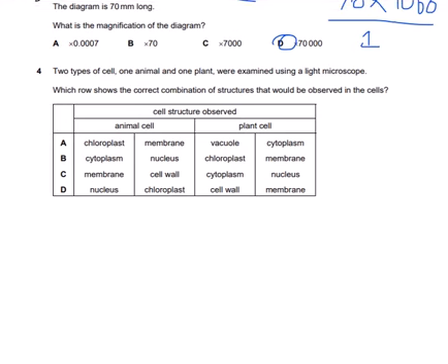Two types of cells, one animal, one plant, were examined under a light microscope. Which row shows the correct combination of structures that would be observed in the cell? Animal cell does not have a chloroplast, nor a cell wall.